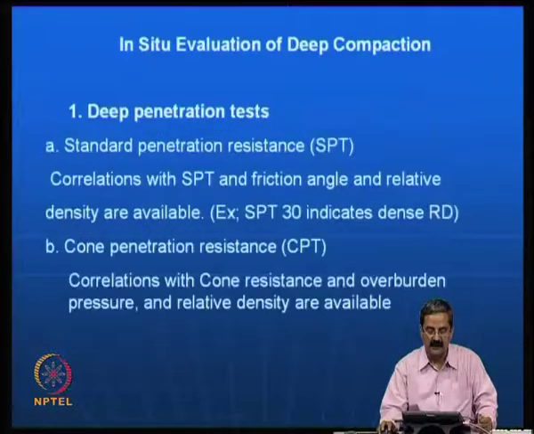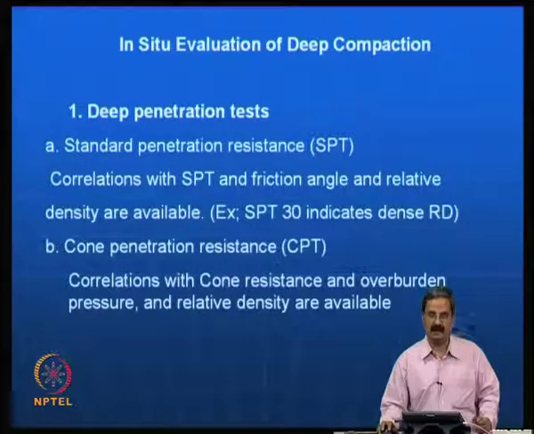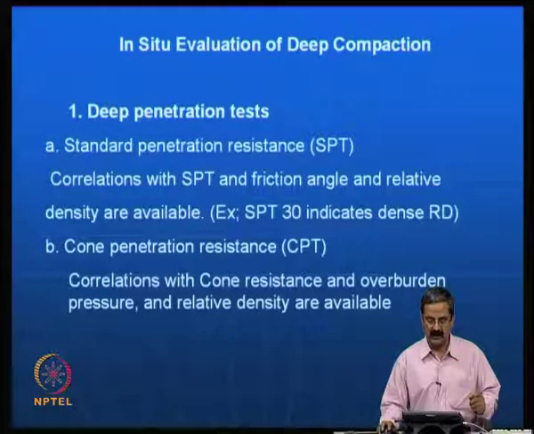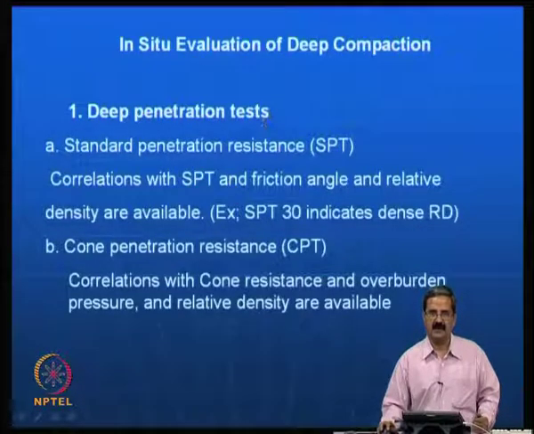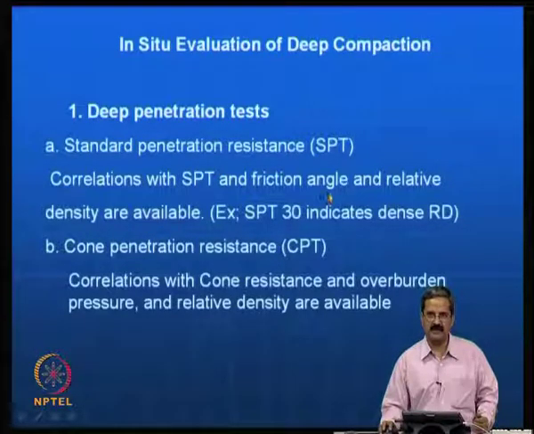So, you must be able to analyze every bit of this information and come out with proper understanding. And if you want to quantitatively evaluate the state of the soil after the deep compaction, you must go ahead with some tests. For example, you are familiar with the SPT test, a deep penetration method, where we get the standard penetration resistance, and the advantage is that you have correlations between SPT and friction angle and relative density. If the SPT value is 10 or 15, you can say what the friction angle is and what its relative density is.